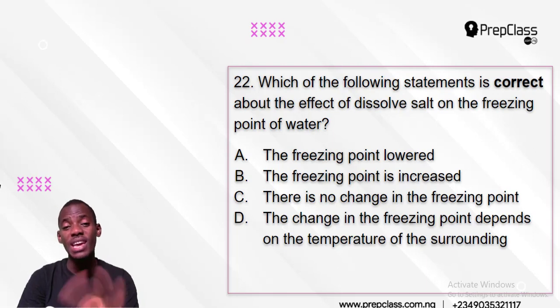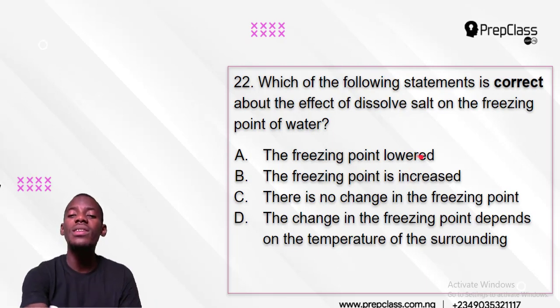Now, freezing point is the inverse of melting point. They are almost the same thing. They both happen at 0 degrees Celsius, but they happen in opposite directions. Melting brings solid to liquid, while freezing brings liquid to solid.